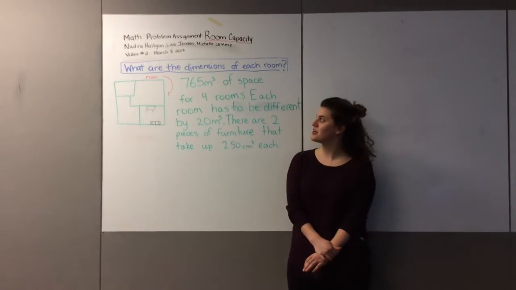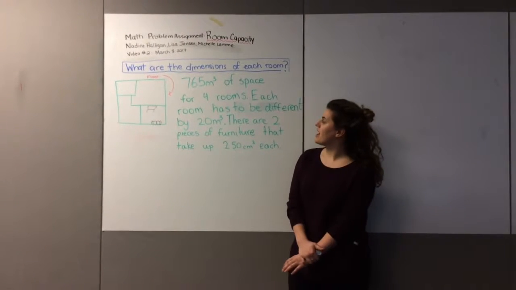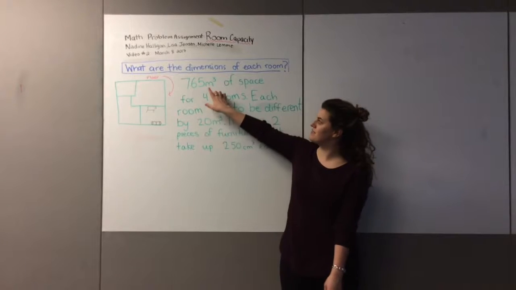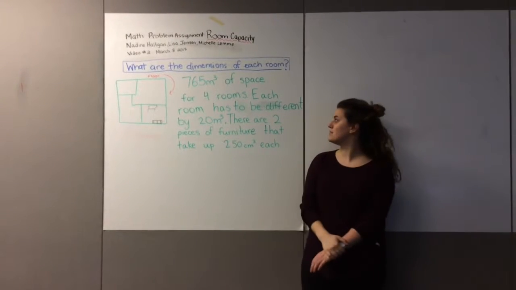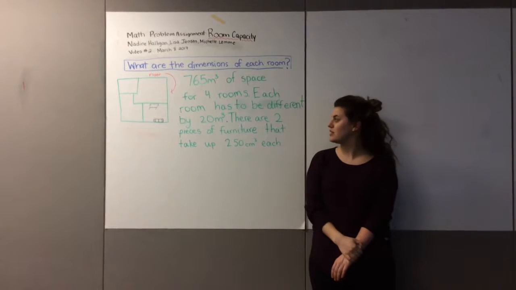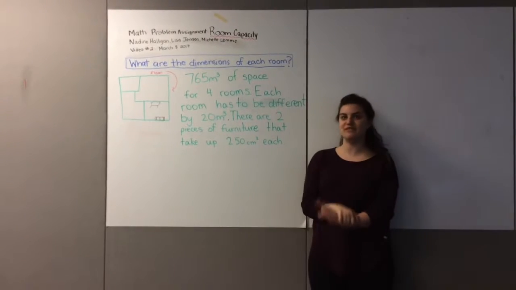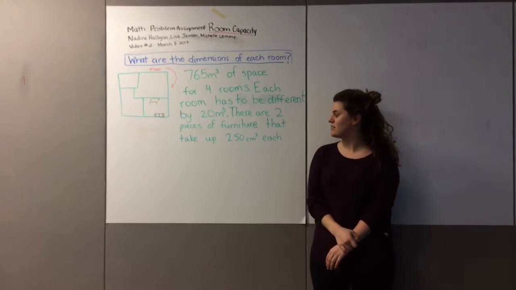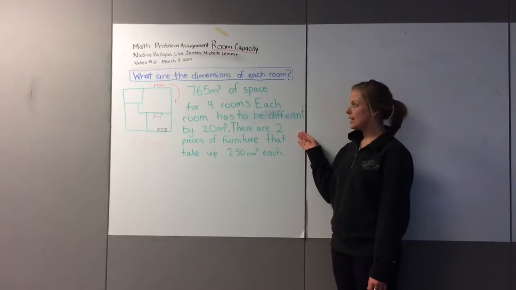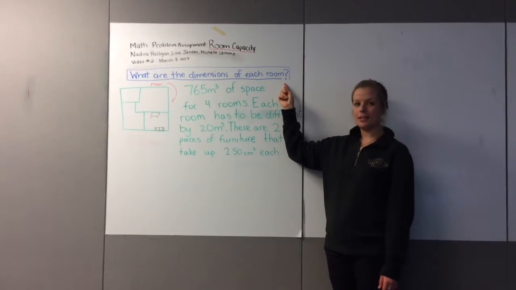Our problem is that you're given a floor with a volume of 765 meters cubed of space for 4 rooms. Each of our rooms has to differ by 20 meters cubed, and there are 2 pieces of furniture currently on the floor that take up 250 centimeters cubed each. With this information given, the question is, what are the dimensions of each room?